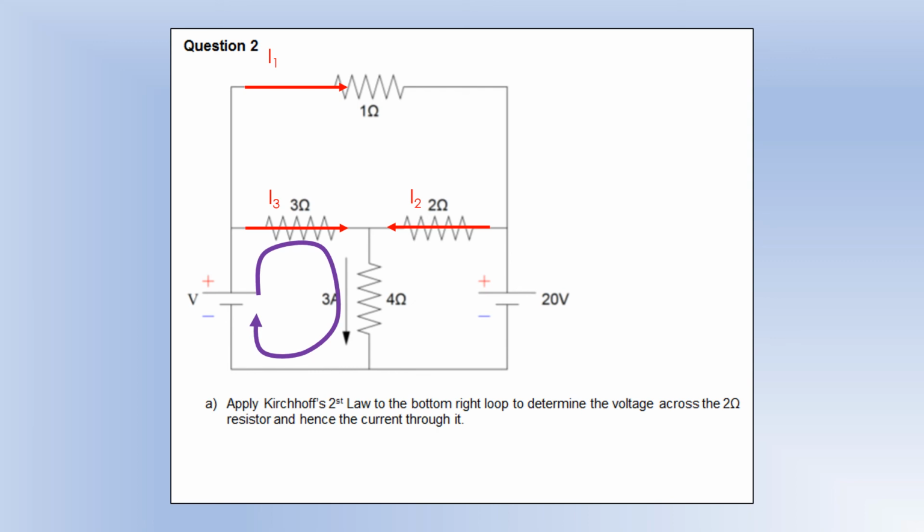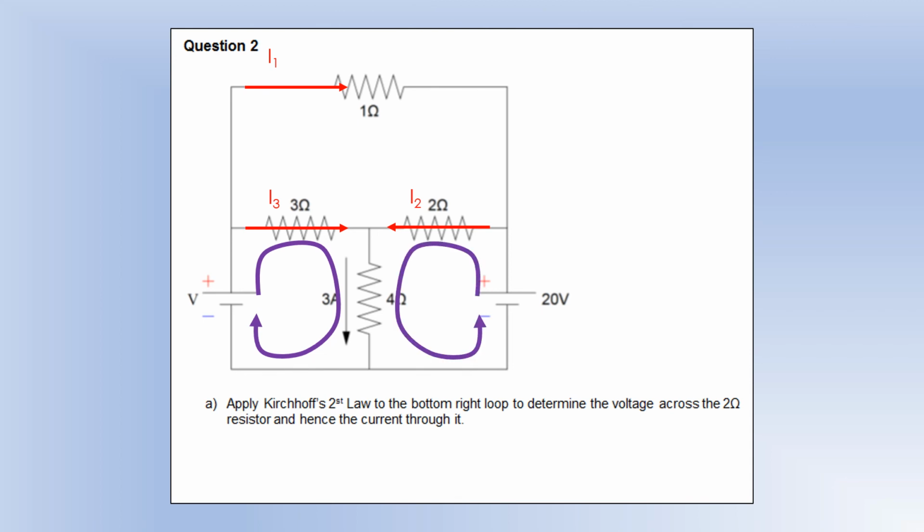We can see that the EMF source is in the same direction as my loop, so it's going to be a positive EMF source. And both of the currents in the resistors are in the same direction as my loop, so they're both going to be positive potential differences. That loop's nice and easy.